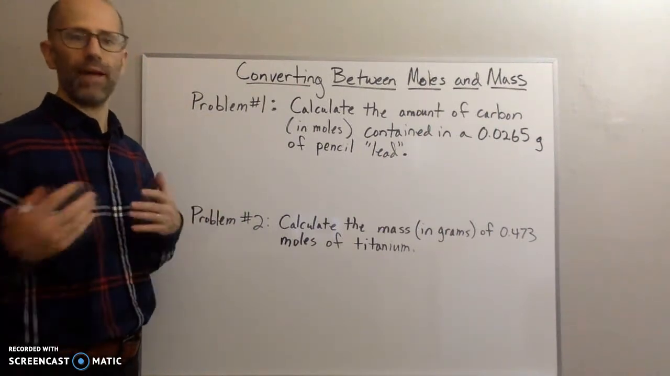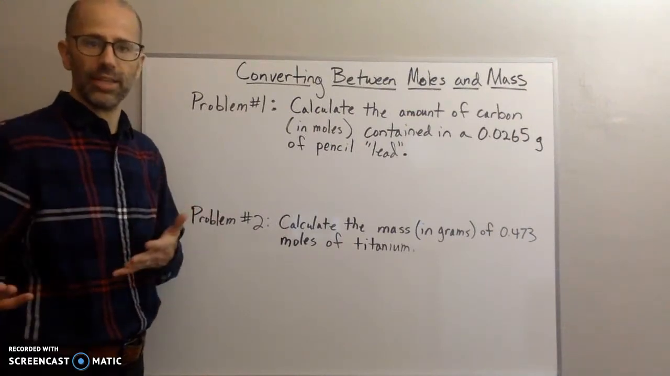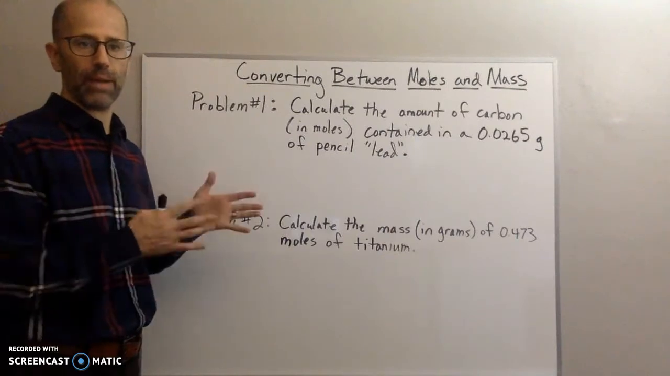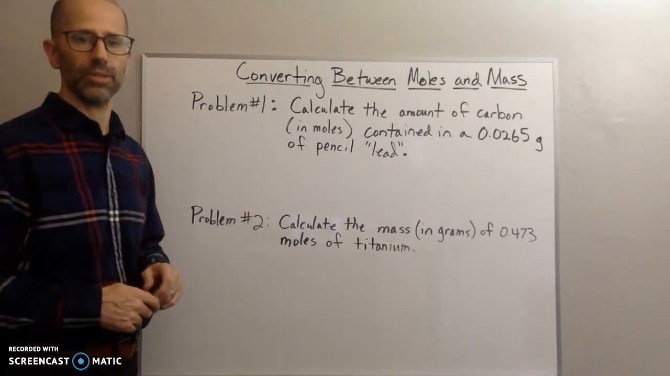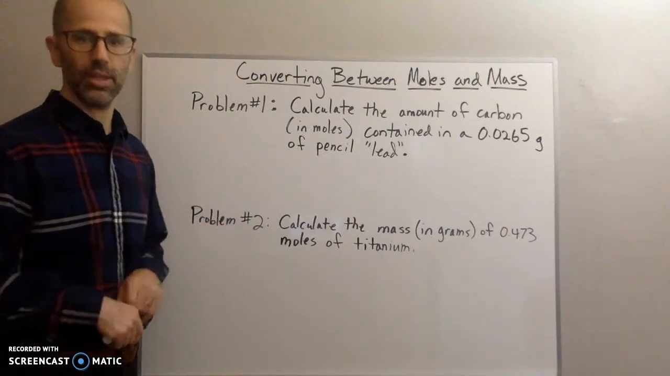We have the periodic table, so we can always look up the atomic mass, and that's going to be the same as the molar mass, the grams per 1 mole of the substance. So let's get into the problems and I'll show you how this works.